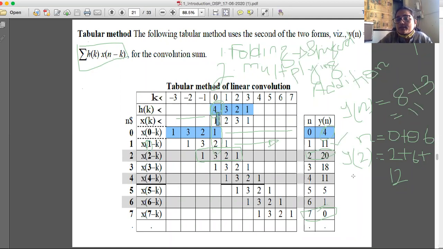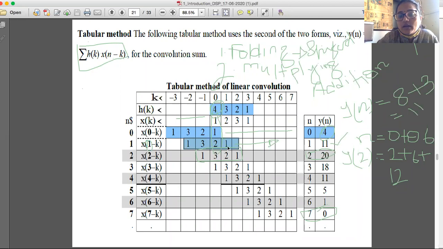Then next, I substitute n equal to 1, because y of n is changing from 0 to 6. So my next value of n will be 1. If I am substituting n equal to 1, it means x of 1 minus k, so I have to shift the sequence 1 unit to the right hand side. If I shift this sequence 1 unit to the right hand side, I will get these points.